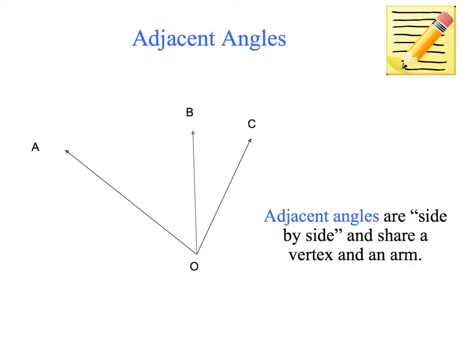Alright, so adjacent angles are angles that are next to each other, side by side. The most important thing is that they share a vertex and an arm. So you can see on these two angles, angle AOB and angle BOC, they share a vertex, which is here. They also share this arm here, the coloured arm. So that is how you know whether they are adjacent angles.